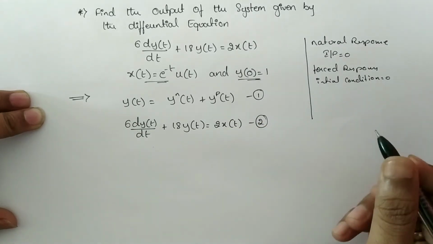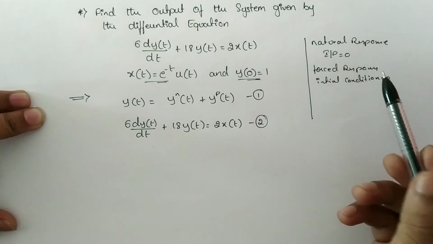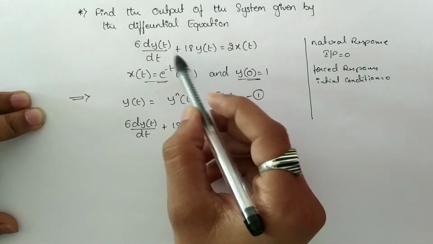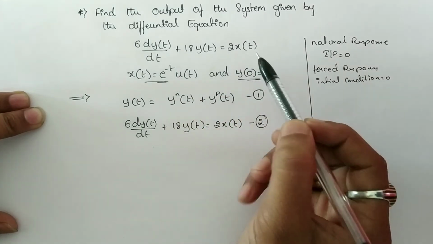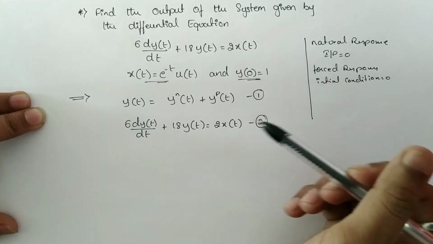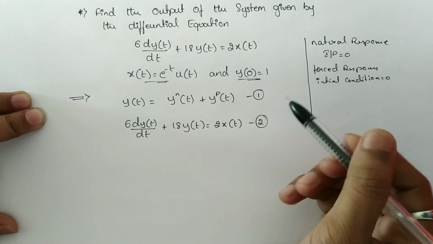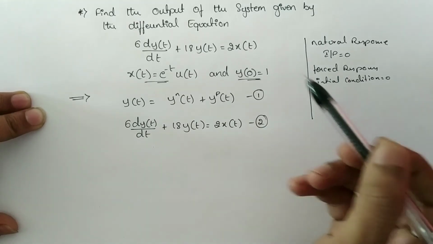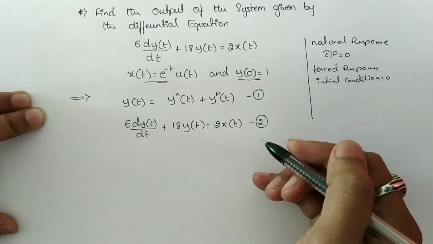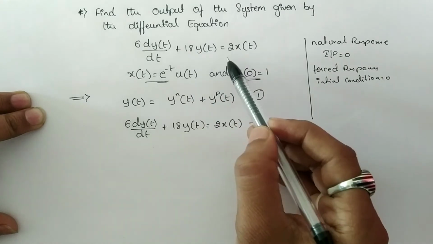As you can see, even in the case of natural response, forced response, and even this problem, I am taking the same example, 6 dy(t)/dt + 18y(t) = 2x(t), just to analyze how the responses change in each case. If we take a similar problem, we can analyze the responses. So I have considered the same equation.